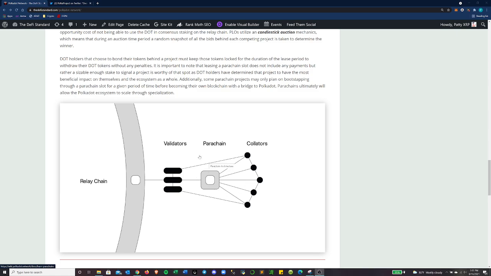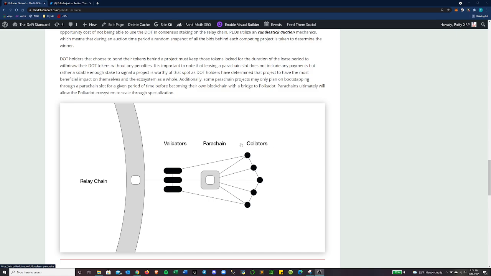And these projects will get a lease term that they specify. So I believe the lease terms are somewhere from 6 months to 2 years. What they'll do is, we may see a parachain that has a native asset, and to try and get DOT holders to bond their token behind them, they would probably offer them some kind of boosted rewards on their parachain or a share of the distribution of their native asset.